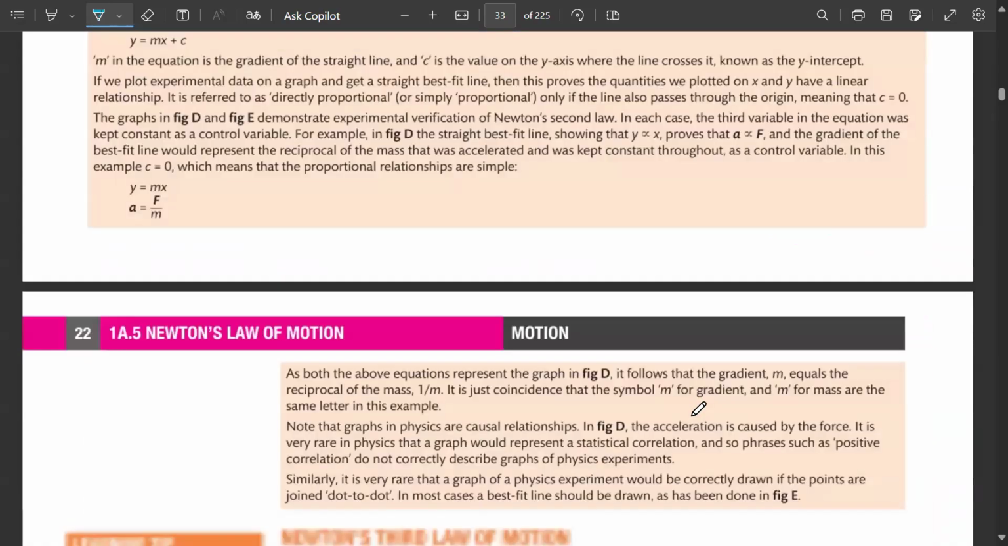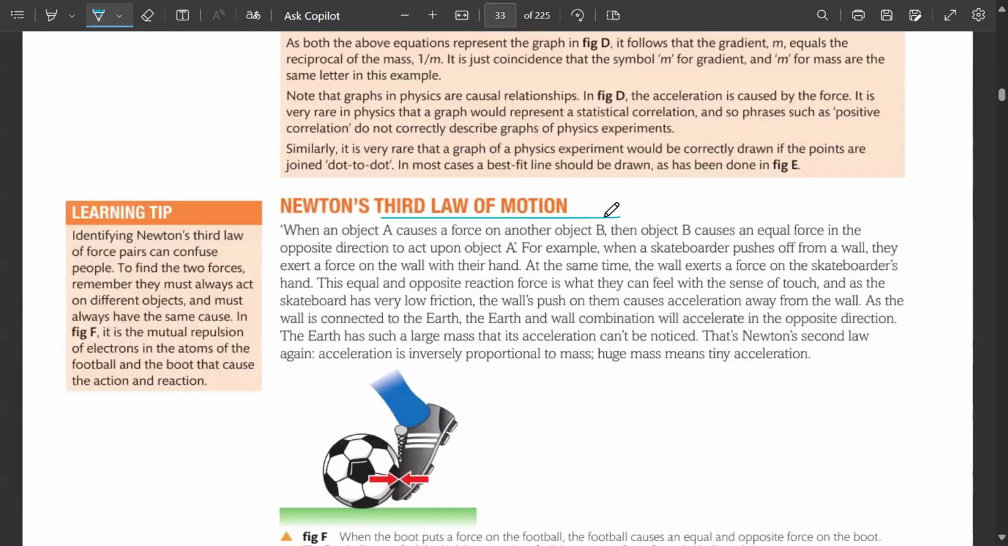So Newton's third law of motion क्या कहता है? When an object A causes a force on another object B, then object B can also cause an equal force in the opposite direction to act upon object A. For example, when a skateboarder pushes off from a wall, they exert a force on the wall with their hand, and at the same time, the wall exerts a force on the skateboarder's hand as well. This is an equal and opposite reaction force as well.